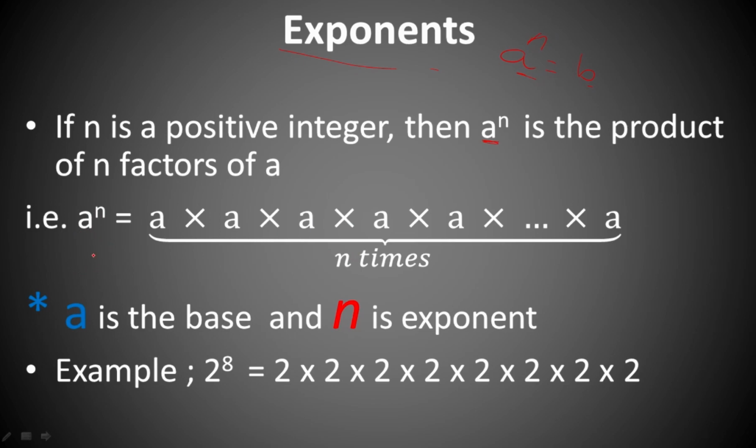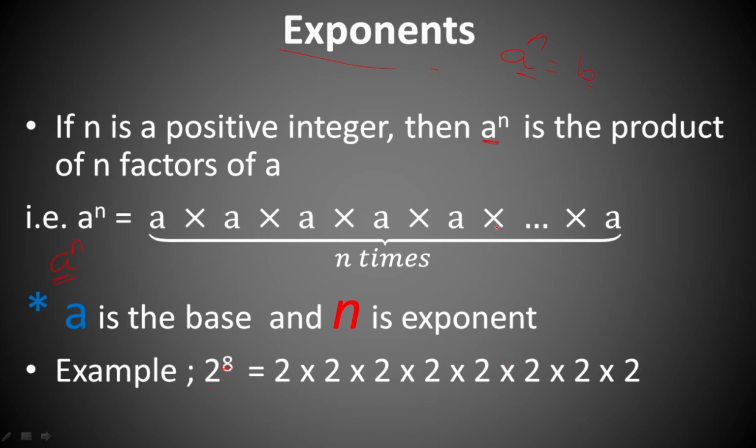So from a to the power of n, a is the base and n is the exponent. That means the exponent tells us how many times we should multiply the base a. For example, 2 to the power of 8 means we need to multiply 2 how many times? 8 times. So this is equivalent to 2 times 2 times 2 times 2 times 2 times 2 times 2 times 2.